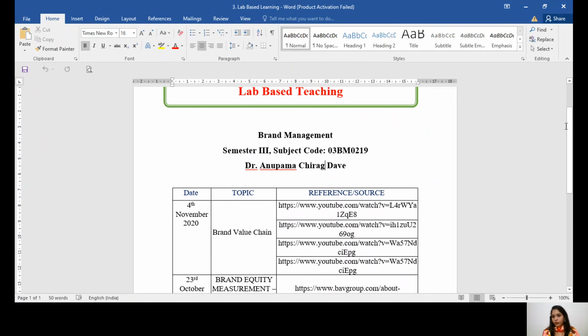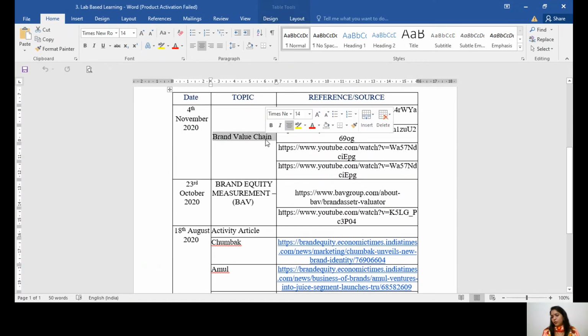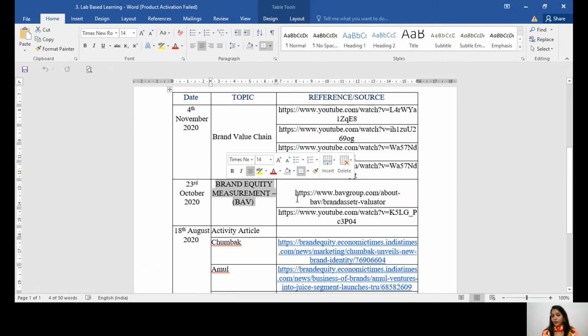So if you see over here, these are the resources that I've been sharing with them. For brand value chain, there's a concept like this. So I used to share some video links, one at a time, so that they will come, they will watch it, they'll come back, and then we are going to discuss. So that's how it used to go. Even for brand equity measurement, there is an online tool that's available. So this is also one of the great ideas.